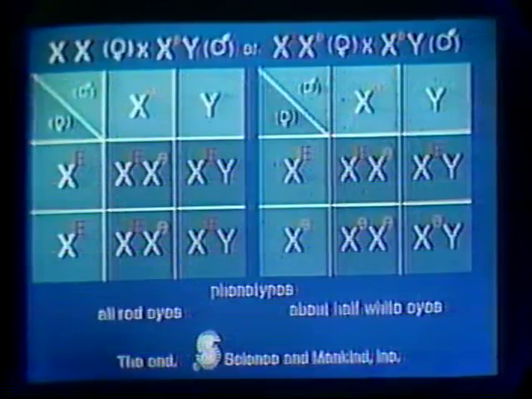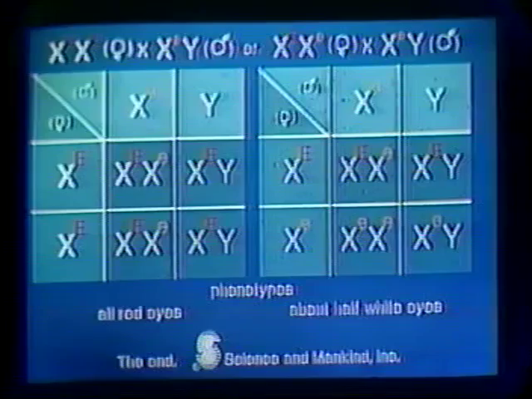Here are the results of the preceding exercise. If all the offspring turn out to have red eyes, the genotype of the female parent must have been 2 dominant genes. But if about half, or indeed any, of the offspring have white eyes, then the genotype of the female parent must have been 1 dominant gene and the other recessive.